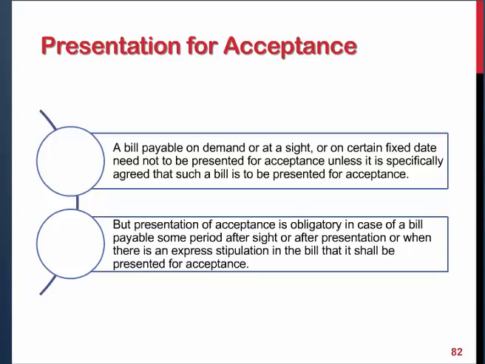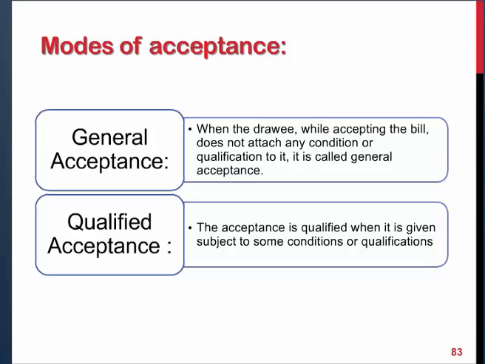Acceptance of a bill means putting signature on the bill by the drawee with a view to signifying his assent for the payment of the amount of the bill on maturity. Acceptance is required only in case of bill of exchange, but every bill is not required to be presented for acceptance. Acceptance and presentation for acceptance is compulsory only in case of bills payable after sight. What are the modes of acceptance? There are two modes: general acceptance, qualified acceptance. What is general acceptance? When the drawee, while accepting the bill, does not attach any condition or qualification to it, it is called general acceptance.